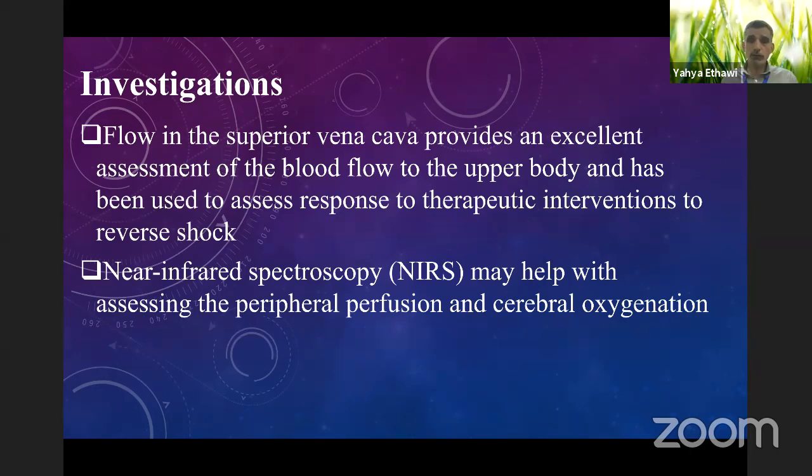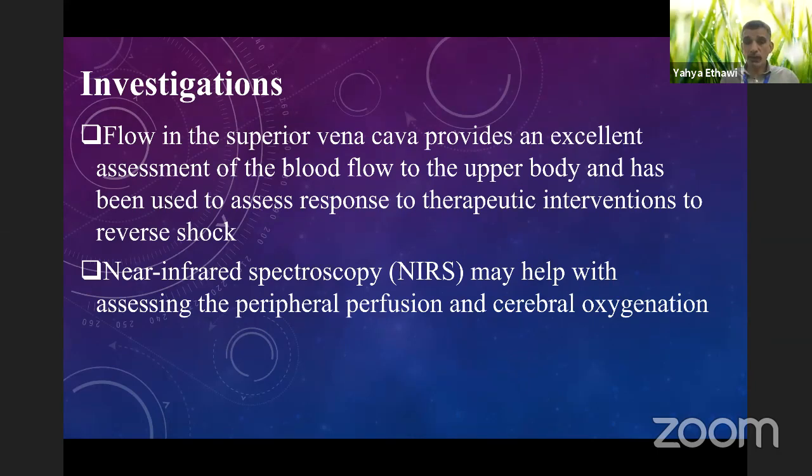The flow in the superior vena cava is an excellent component to tell you how much blood is coming, whether there is obstruction, and when there is a good volume. And it can tell you, is your shock volume replaceable or not volume replaceable?